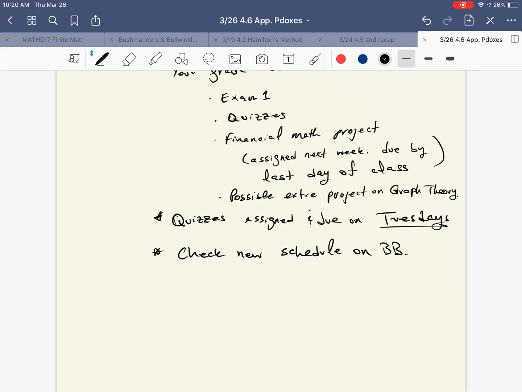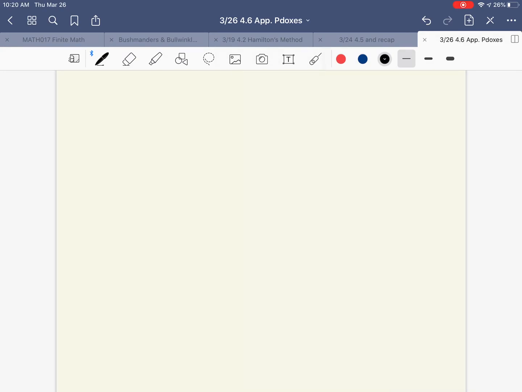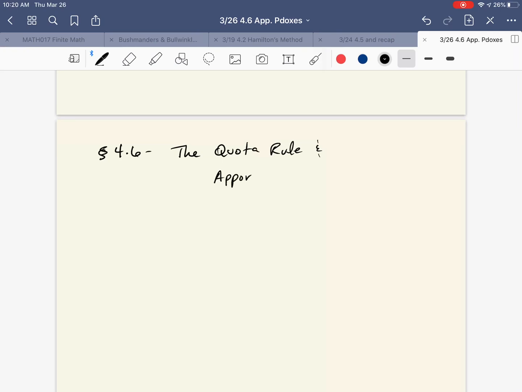Okay, so let's start talking about the final section of chapter 4. This is section 4.6 on the quota rule and apportionment paradoxes.